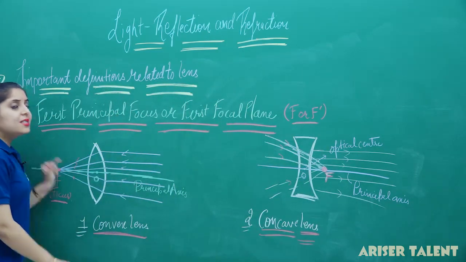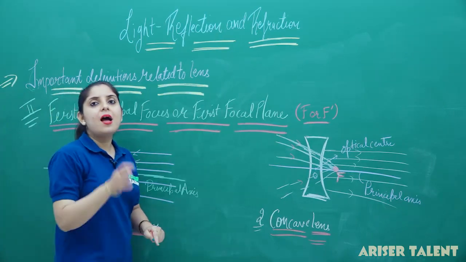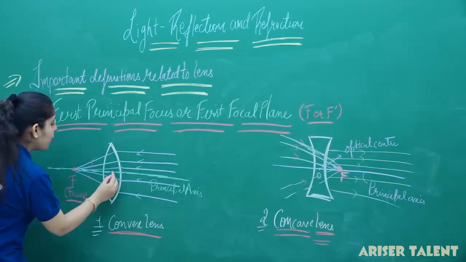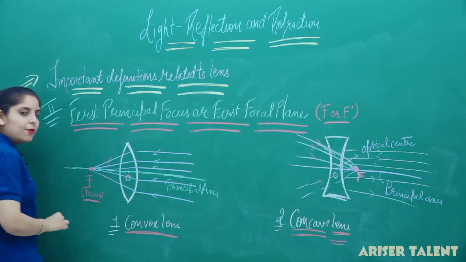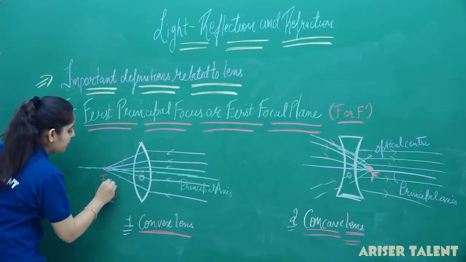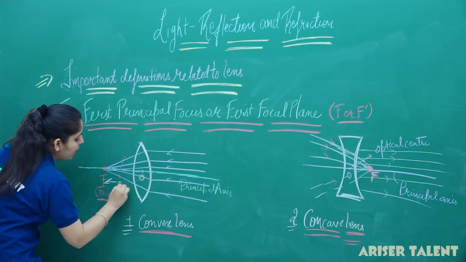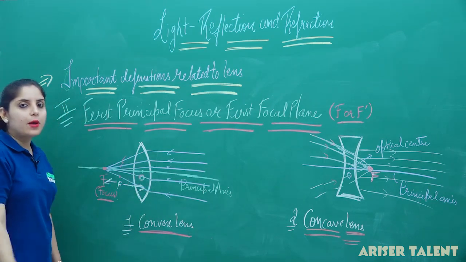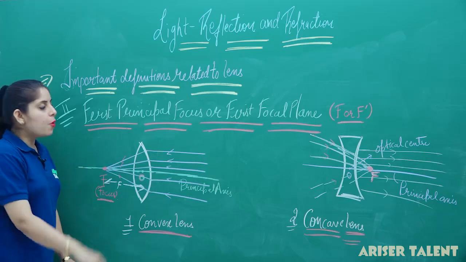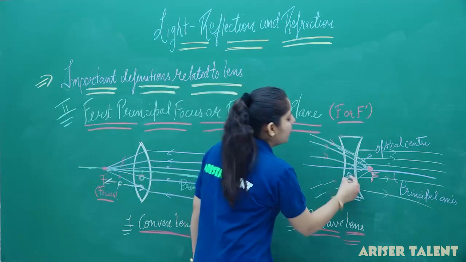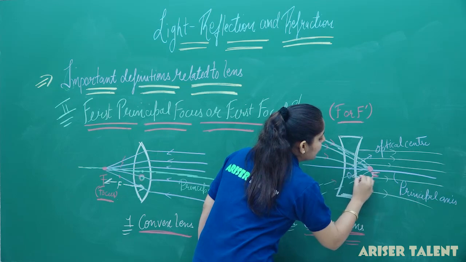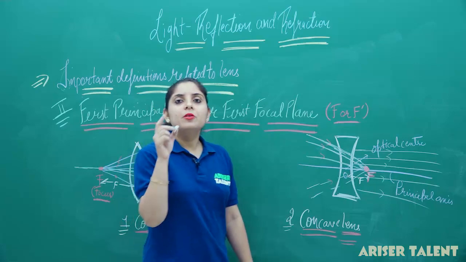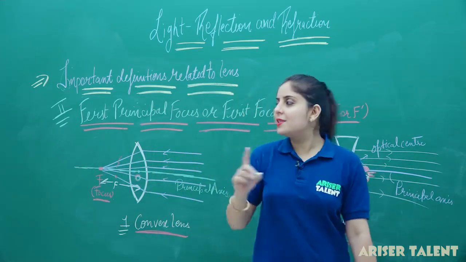Now, the distance between the optical center and first principal focus will be known as our focal length. So, this is our optical center and this is our focus. This distance will be known as our focal length, and we can say this is our first focal length. So this will be denoted by small f. In case of concave lens this will be our focal length. So we have seen that this is the first principal focus and this is our focal length.